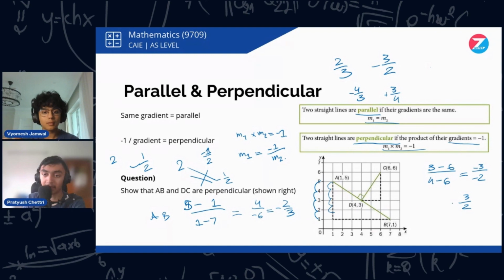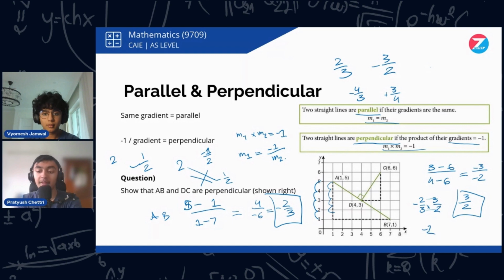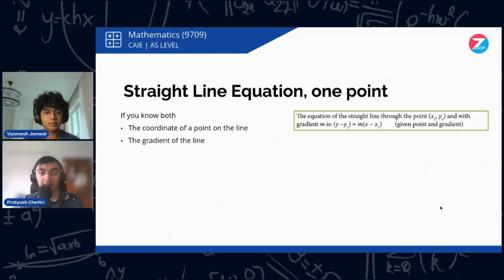So you see minus 2 by 3 and 3 by 2, they're flipped and negative. So if you multiply them, minus 2 by 3 times 3 by 2, they just cancel. It's going to be minus 1. Hence, perpendicular. Epic. And now we're going to learn how to use the gradient, m, and a point on the line to find the equation of the line.